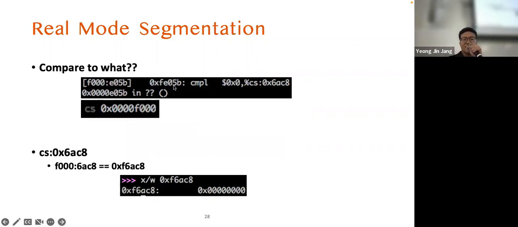And then that instruction compares value 0 with the CS register offset 6AC8. From the GDB dashboard, you can get the value of the CS register. That's F000. To calculate the target address, it is F6AC8. Then you can take a look at the value. That value is 0. The instruction wants to compare the value 0 to that, so you can expect that the result is true.